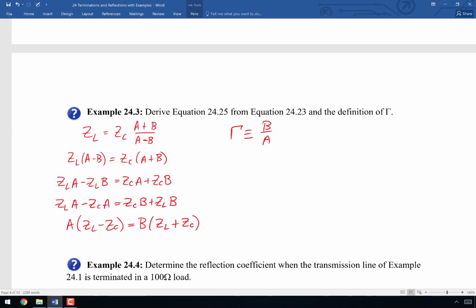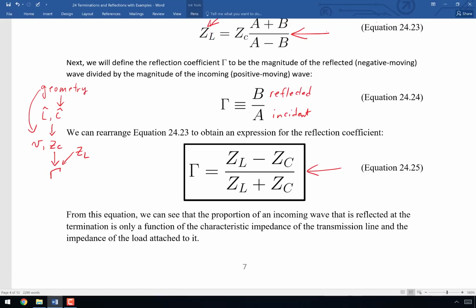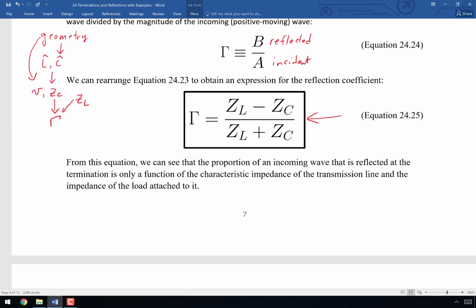So if I take that previous equation, I'm going to take A and move it over to here. This term I'm going to move over to here. That's going to be Z sub L minus Z sub C over Z sub L plus Z sub C. And that's the quantity that we were given in our boxed equation. So that's how that result was derived. I think it's worth seeing at one time, and now you'll have complete faith in being able to apply that equation.